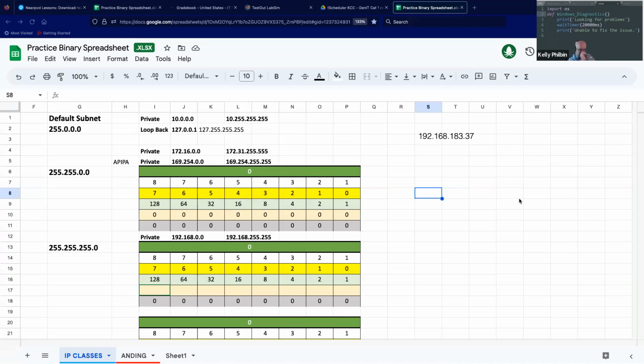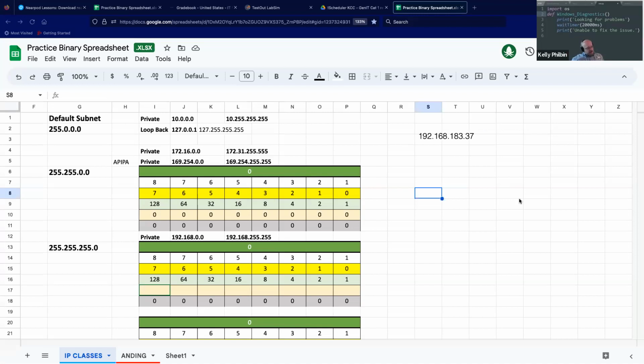what class is this? C. How do we know? Because the class C range starts with 192. The first octet starts with 192. That is the beginning of the C category, right?